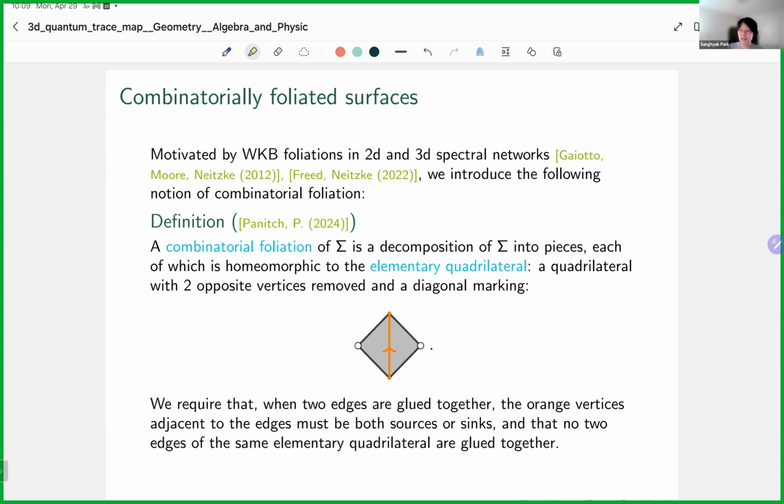So simply put, it's just a decomposition of a surface. The combinatorial foliation is a decomposition of the surface into pieces that look like this. So this is a quadrilateral with, say, two punctures in two opposite vertices, and we also put a diagonal marking connecting the other two vertices. And we also require that when these quadrilaterals are glued together, the orange vertices, once it's a source, it should remain a source. Once it's a sink, it should remain a sink, and so on.